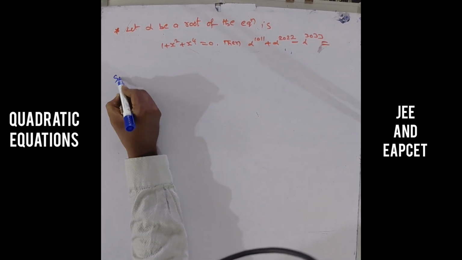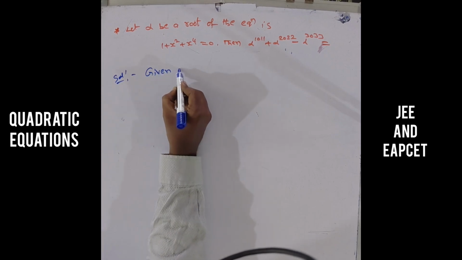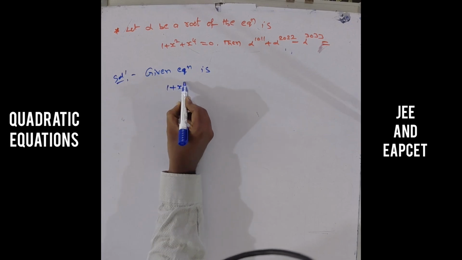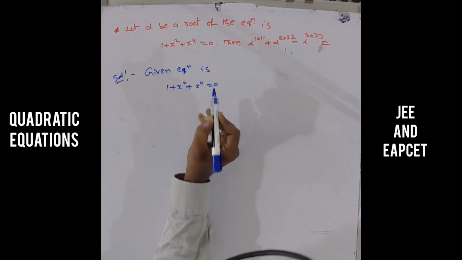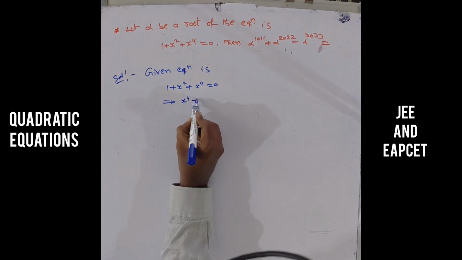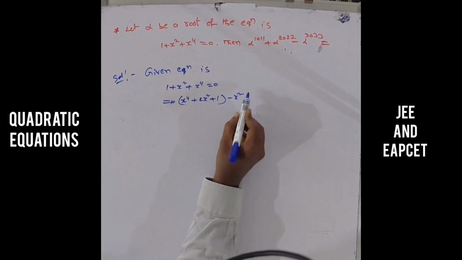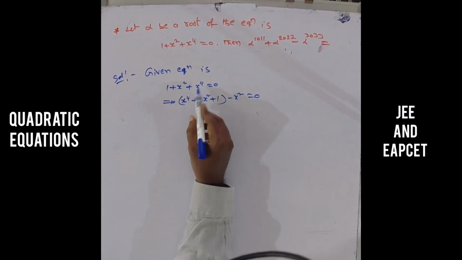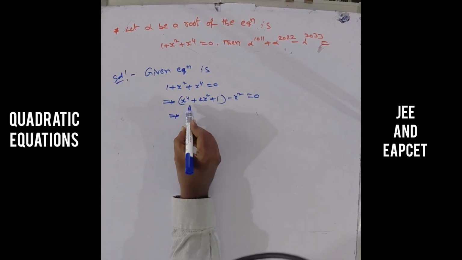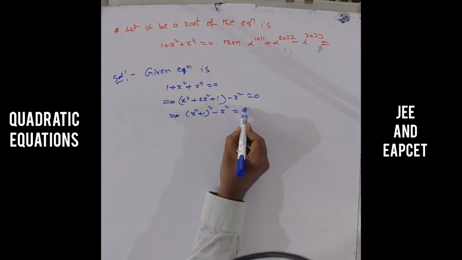Now the solution. Given equation is 1 plus x square plus x power 4 equal to 0. This implies x power 4 plus 2x square plus 1 minus x square is equal to 0. This can be written as x square plus 1 whole square minus x square is equal to 0.